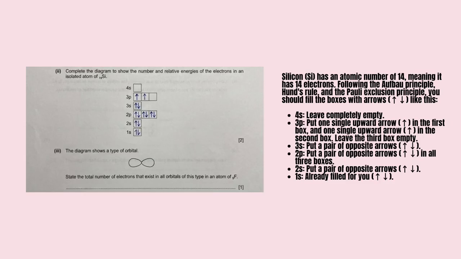For 3p, according to Hund's rule, electrons occupy empty orbitals singly first with parallel spins. So we place one single upward arrow in the first box and one single upward arrow in the second box, leaving the third box empty. 4s remains completely empty.